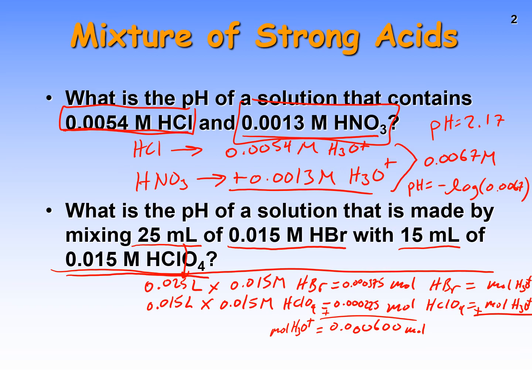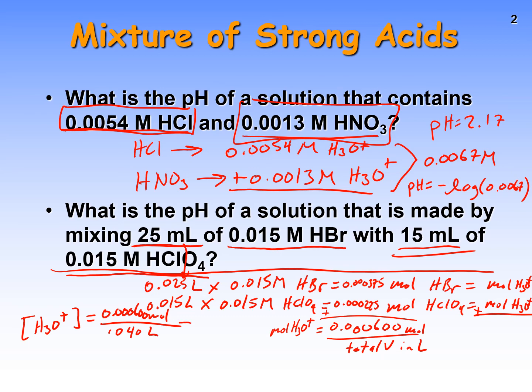Now I can't use moles in my pH equation because it's the concentration of H3O plus that I need. So I need to divide this by the total volume now in liters. So in other words, my concentration of H3O plus is equal to 0.000600 moles over, I've got to add my 25 to 15 milliliters together. That gives me 40 milliliters or 0.040 liters. And so I can get that concentration now. And I get my concentration is 0.015 molar.